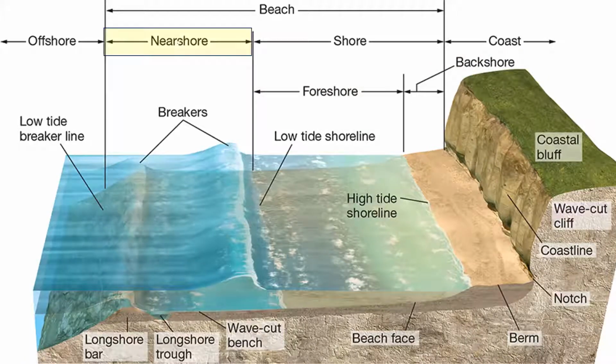The near shore is never exposed, but it's affected by shallow water waves. It extends seaward from the low tide area all the way to the low tide breaker line. Beyond the low tide breaker is the offshore zone, which is deep enough that waves rarely affect the bottom.